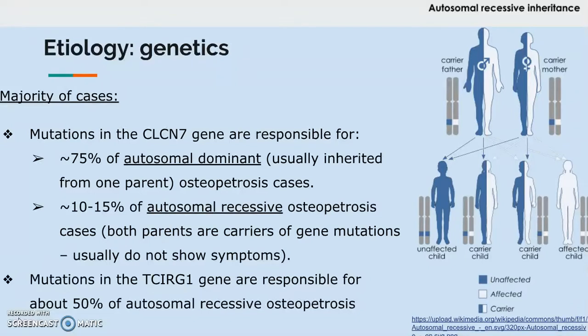But in the majority of cases, mutations in the CLCN7 gene are responsible for about 75% of autosomal dominant osteopetrosis and 10 to 15% of autosomal recessive osteopetrosis. Mutations in the TCIRG1 gene are responsible for about 50% of autosomal recessive osteopetrosis.